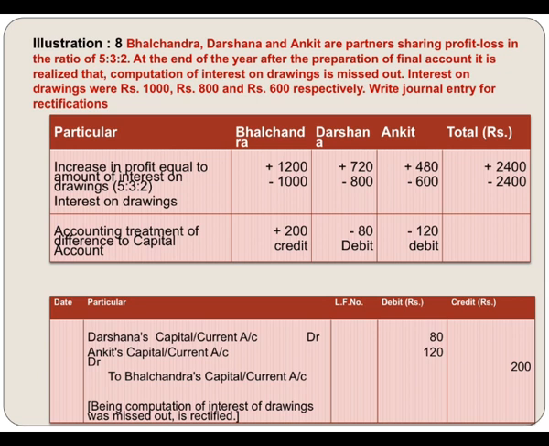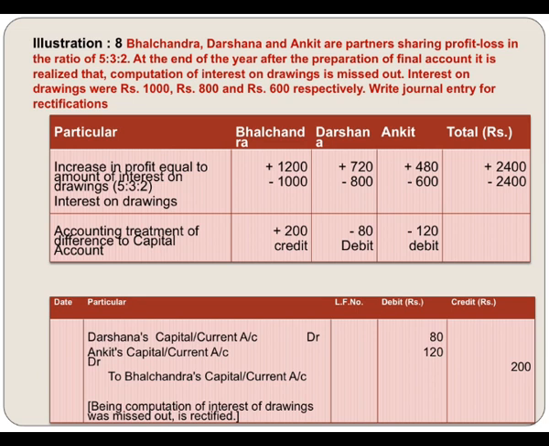In the earlier question, in lecture number 1, we had a sum where interest on capital was missed out. Here it is interest on drawing that is missed out. Interest on drawings were 1000, 800 and 600 respectively. You have to write a rectification entry.